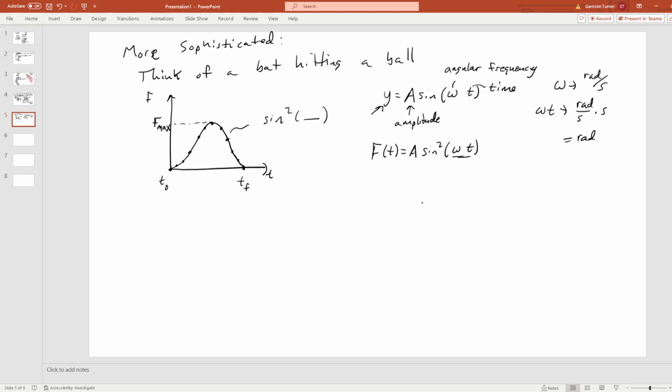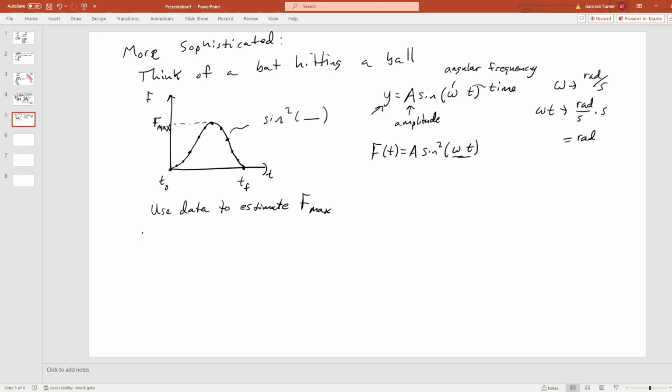So we need the experimental data. Now, I don't have experimental data on hand, but we can estimate some things. So, one very common thing to do here is to use your data to estimate F max. Okay. So we're going to use data to estimate F max.